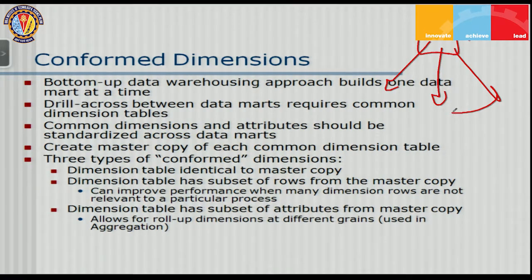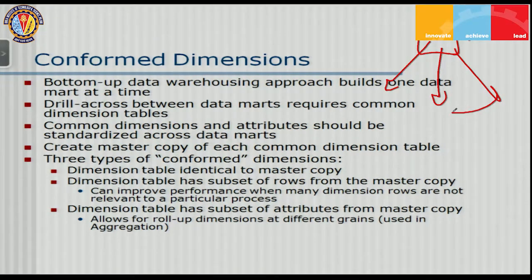Then the dimension table has a subset of rows from the master copy. So only a few rows are selected. This can improve performance when many dimension rows are not relevant to a particular process. Suppose I am doing an analysis with respect to a branch. Then only the customers of that branch should be in that dimension. We don't need customers from other branches. That way I reduce the number of rows in the dimension table, and that also helps speed up the query. And the dimension table can have a subset of attributes from the master copy, and this allows for rolling up dimensions at different grains, typically used in aggregation.